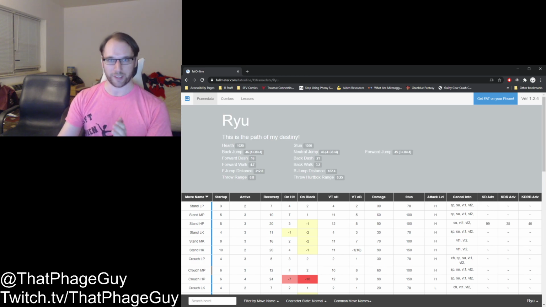First, let's dive more into links. In order for two buttons to link in a combo, there are 4 general conditions that you have to meet. First, the frame advantage on hit of the first attack has to be equal to or greater than the startup frames of the second attack.